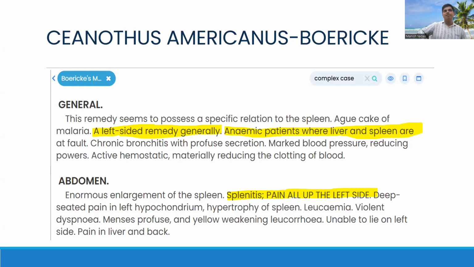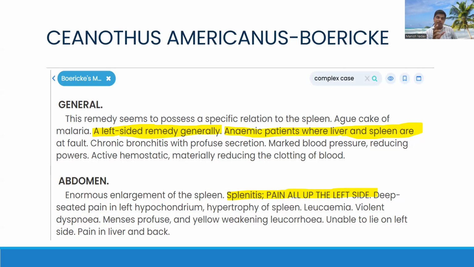Now, liver is affected, so the complaint has to be on the right side. This is the characteristic. Liver is affected, there has to be complaints on the right side. But our patient says what? This patient, his liver is affected, but the problem is on the left side. Right? And that's how the remedy Cionanthus comes.